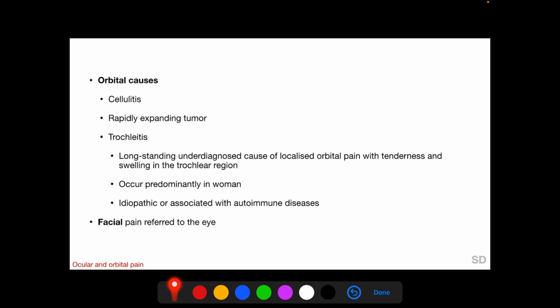Orbital causes of pain include cellulitis, a rapidly expanding orbital tumor, or trochleitis. In trochleitis, there is a long-standing localized orbital pain with tenderness and swelling in the trochlear region. It occurs predominantly in women. It may be idiopathic or associated with autoimmune diseases, and it is usually underdiagnosed. Facial pain can be referred to the eye, and we are going to discuss facial pain in the next section.